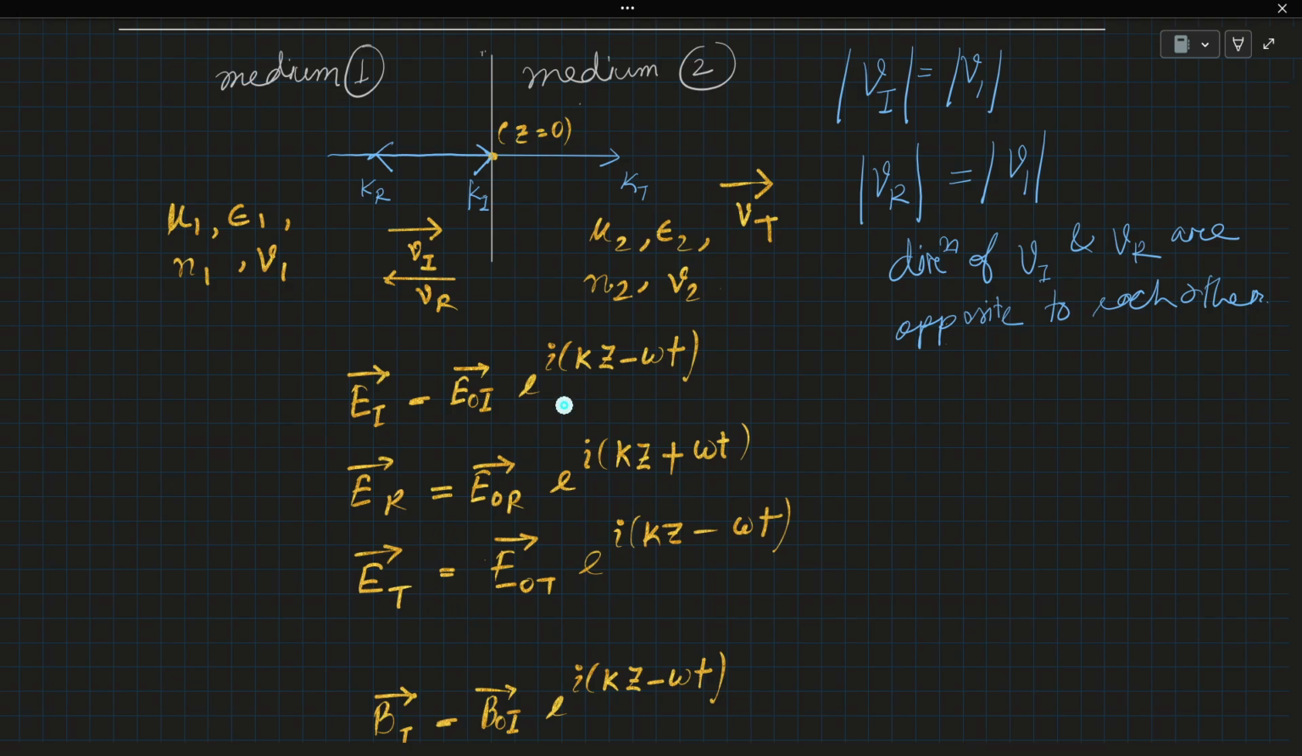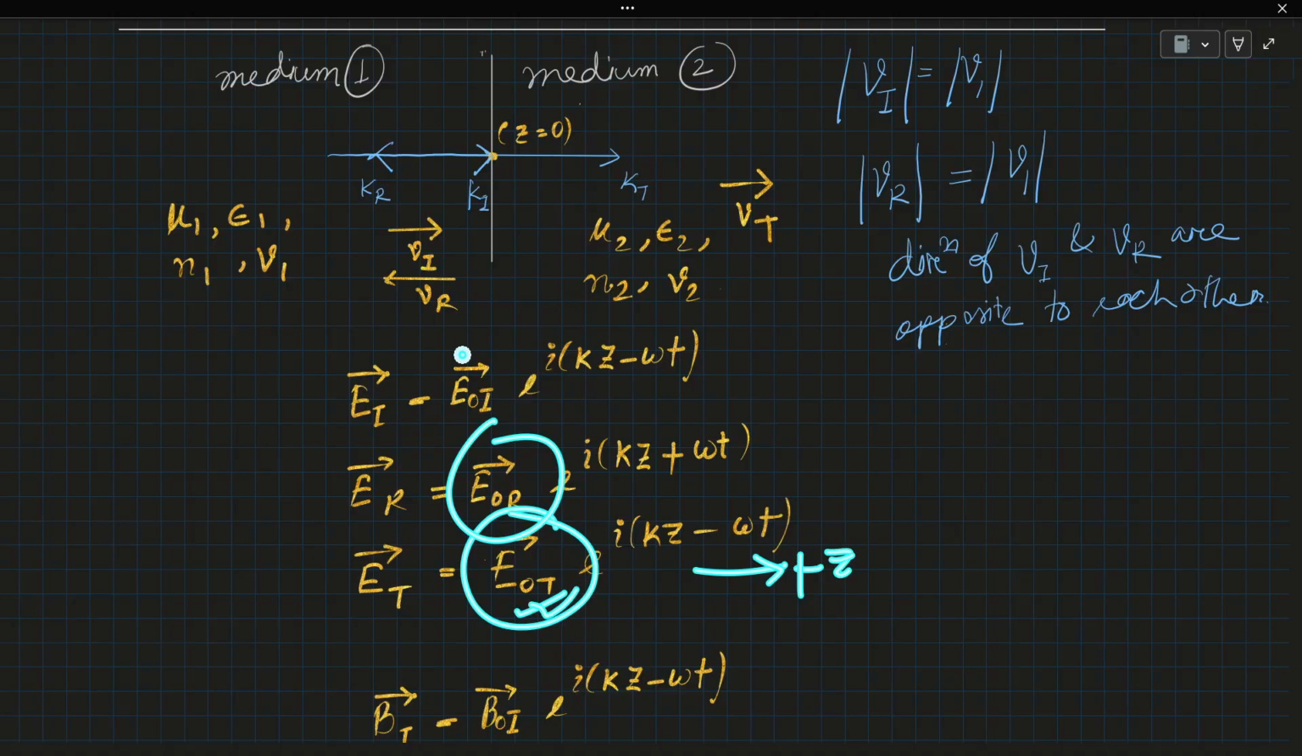And for the transmitted wave, since it is again traveling in the positive z direction, as you can see kt is in this direction, Et is equal to E0t, some magnitude term, times e to the power i(kz minus omega t). Again it is traveling in the positive z direction. And what is E0t? It can be complex also. These three terms can be complex also. These terms are magnitude terms.